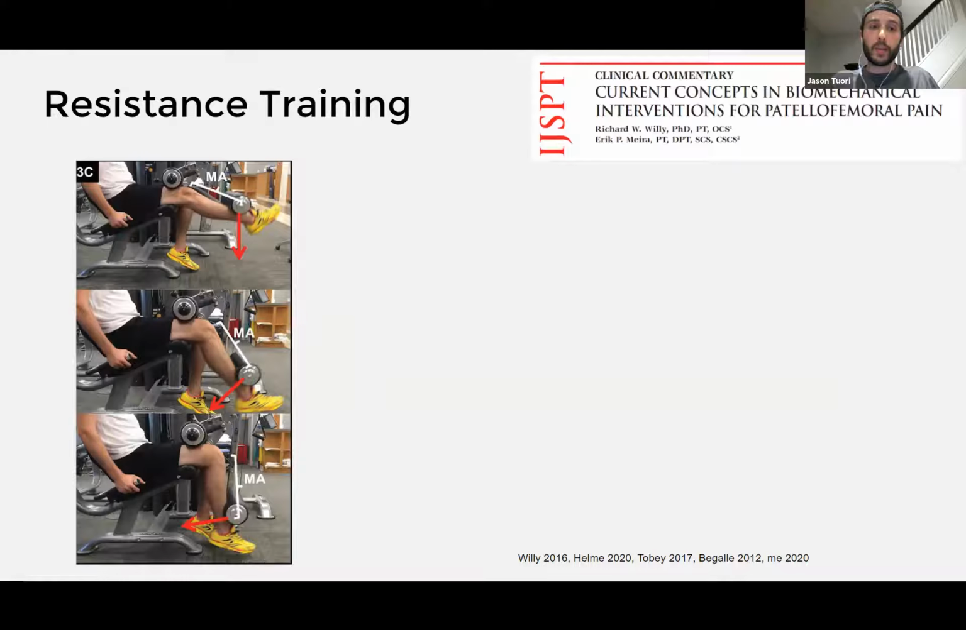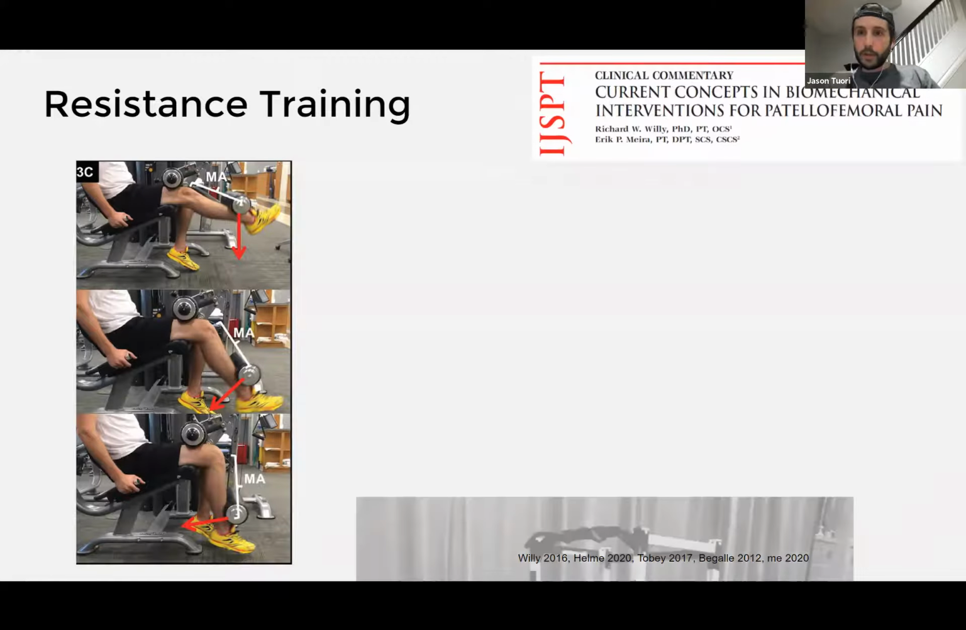But there usually is some intensity level of quad strengthening that somebody can start with that doesn't continue to drive their symptoms. And so from a resistance training standpoint, the knee extension machine is probably the number one way to do that. We can officially dispel all myths of a knee extension machine being bad for you. It's never been bad for you. The machine itself is not the issue, it's dosage. And we could say that for any exercise, at any time.